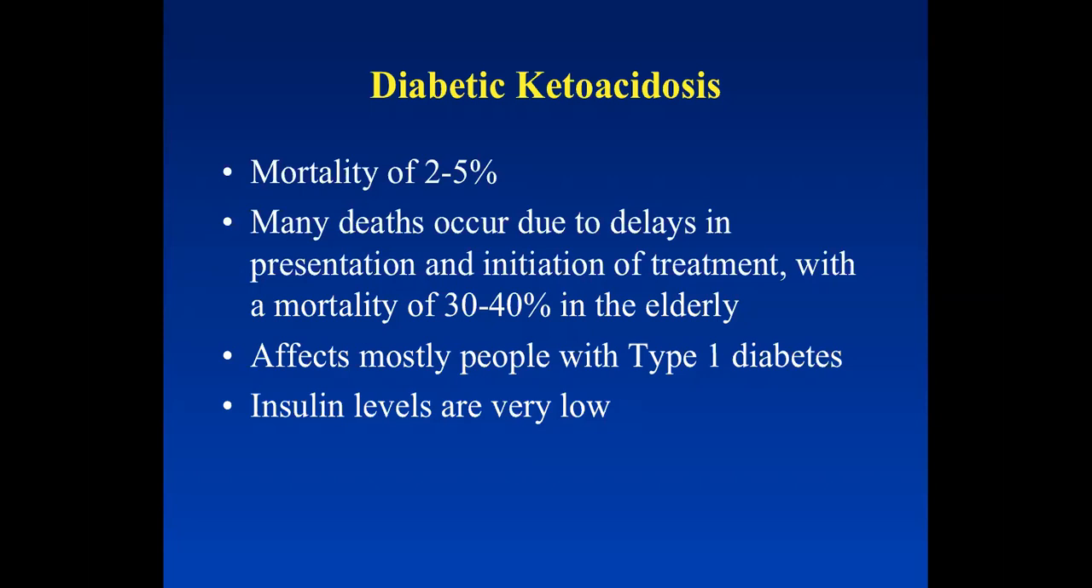The elderly can rarely present with ketoacidosis, but usually not. But they have a higher mortality if they develop diabetic ketoacidosis. Mostly type 1 diabetic people, as I said, are affected by ketoacidosis because their insulin levels are very, very low.